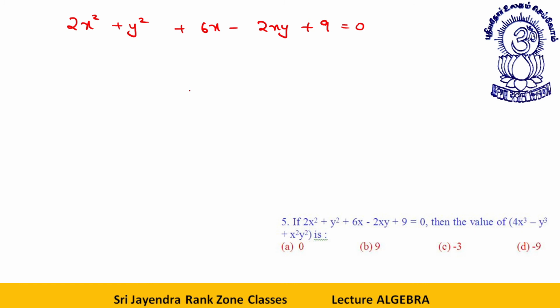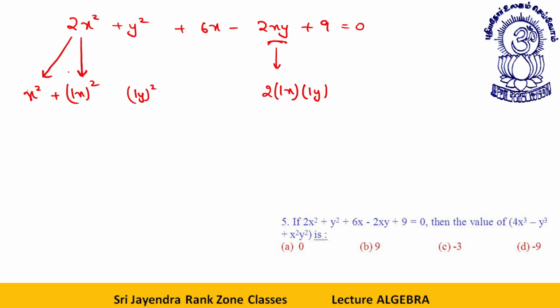See, how will I do it? I have a 2xy. What does 2xy mean? 2xy means 2 into 1x into 1y. So what does it mean? It means I need 1y square and I also need 1x square. So I break it as x square plus 1x square, plus 6x plus 9 is equal to 0.